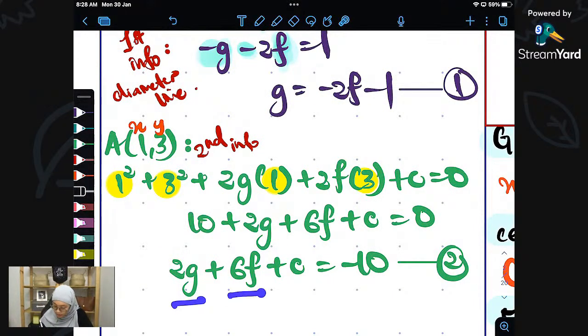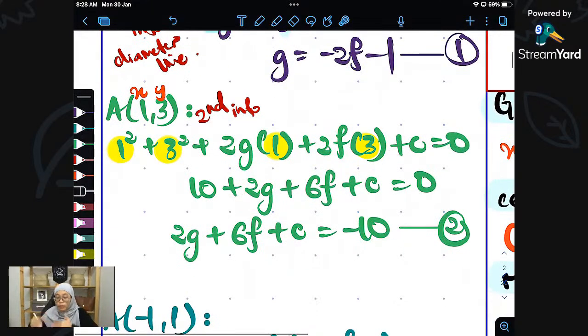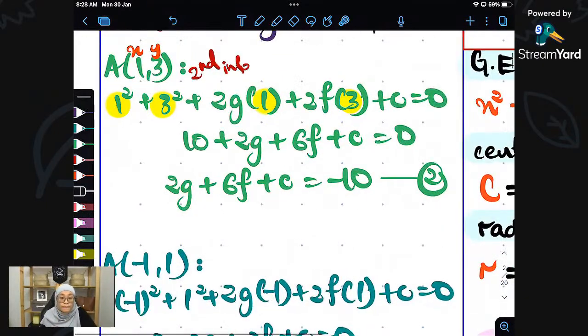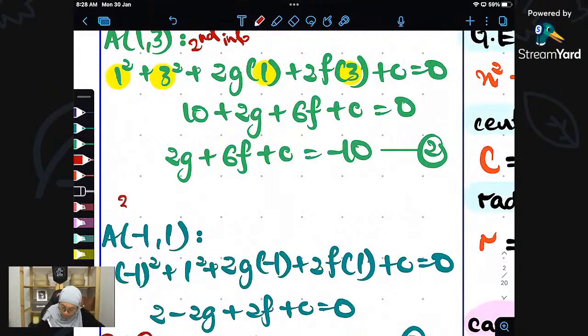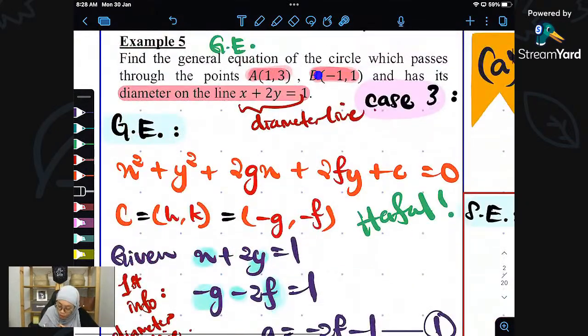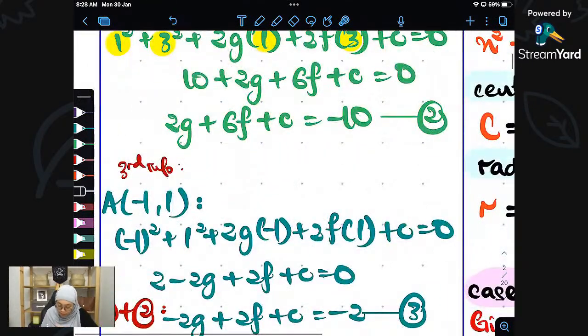I got 2g plus 6f plus c equal to negative 10. I make it as second equation. Alright, so this is my second equation. I must label it. Sebab apa? Sebab nanti senang saya nak buat simultaneous lah. And here goes my third info. So my third info is at another point, which is at negative 1 and 1, because from this soalan kita ada 2 point, betul tak? So tadi kita dah selesai point A, now we are going to do point B. So point B is at negative 1 and 1. So at negative 1 and 1, sorry guys, at point B, this is point B.